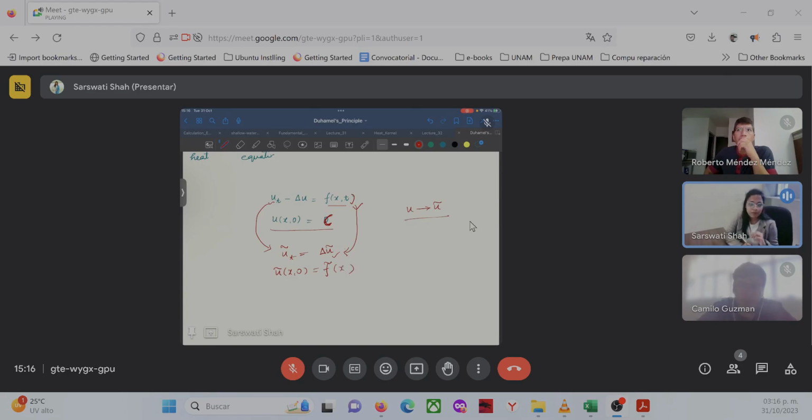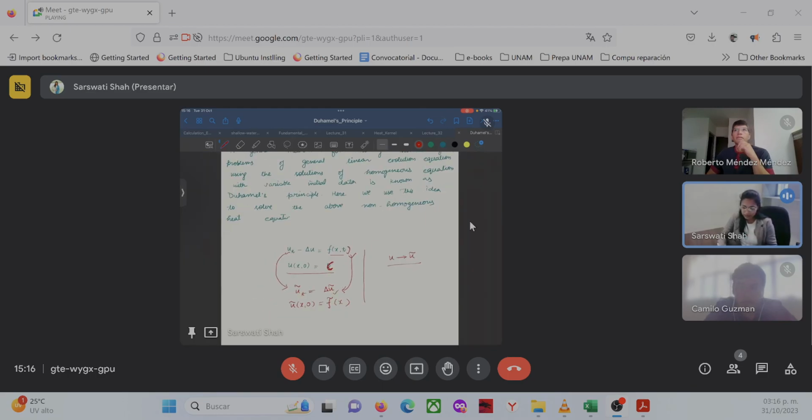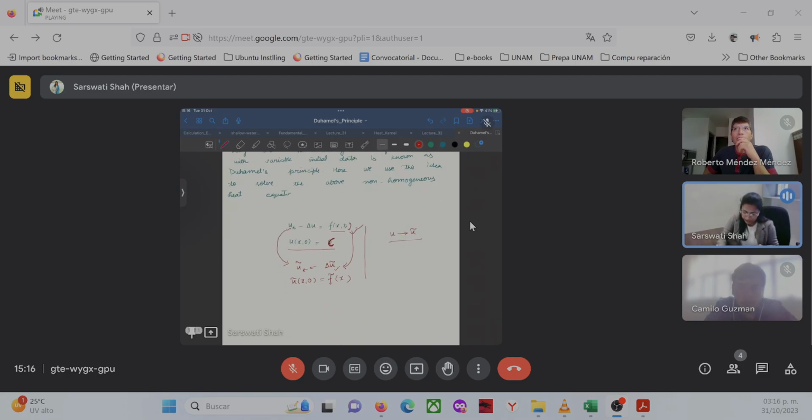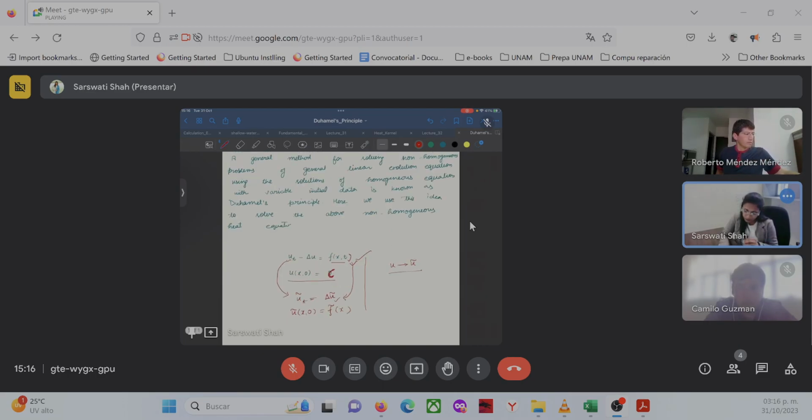So this is the main property of Duhamel's principle. This is the same thing I have written here: a general method for solving non-homogeneous problems of a general linear evolution equation. U is evolving over time, and also over the space variable. Using the solution of the homogeneous equation with variable initial data is known as Duhamel's principle.